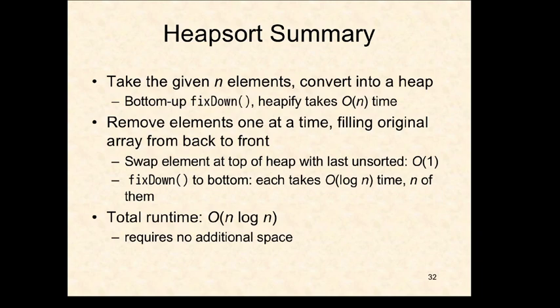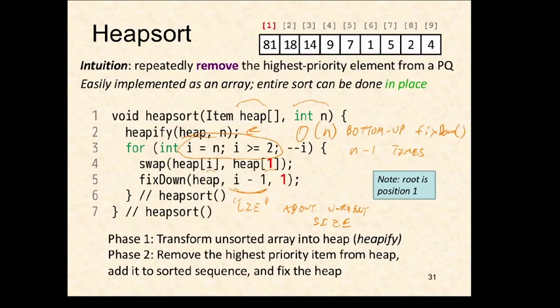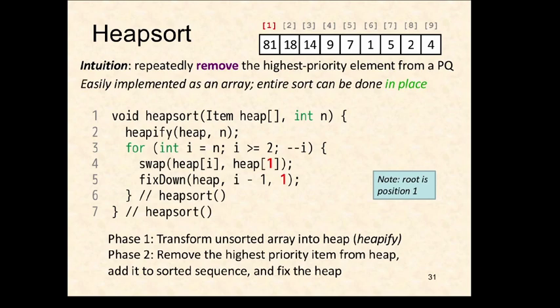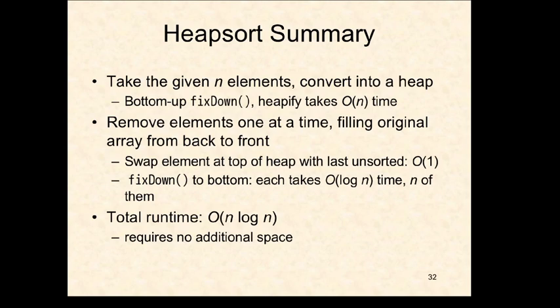Requires no additional space. It's never worse than n log n because we've got this loop that runs, like we said, n minus 1 times. The work inside of that loop is O of 1 swap followed by O of log n. So if I do a log n operation n minus 1 times, that's where our n log n comes from. That's our heap sort time.